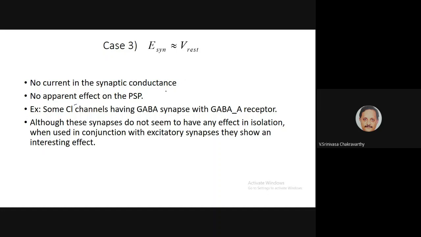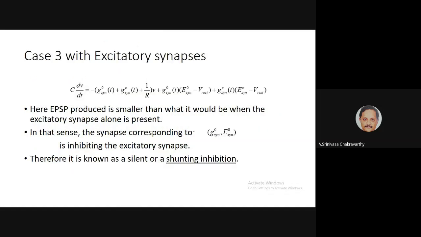But then you might be wondering, as an engineer, when you have something, it should serve some purpose, right? Whereas here you have something which doesn't serve any purpose, because there's a synapse, but it cannot communicate anything. So what's the point in having such a synapse? Yes, when the synapse is used in isolation, it doesn't seem to have any effect. But when it is used in conjunction with an excitatory synapse, it seems to have an interesting role. Let's see what that is.